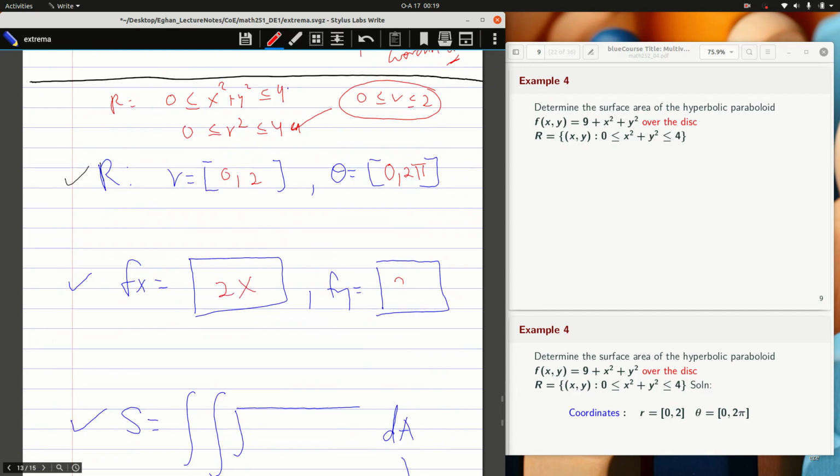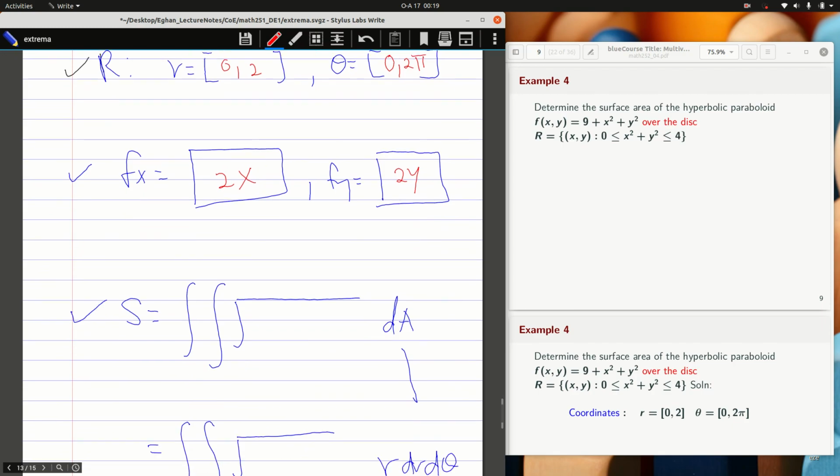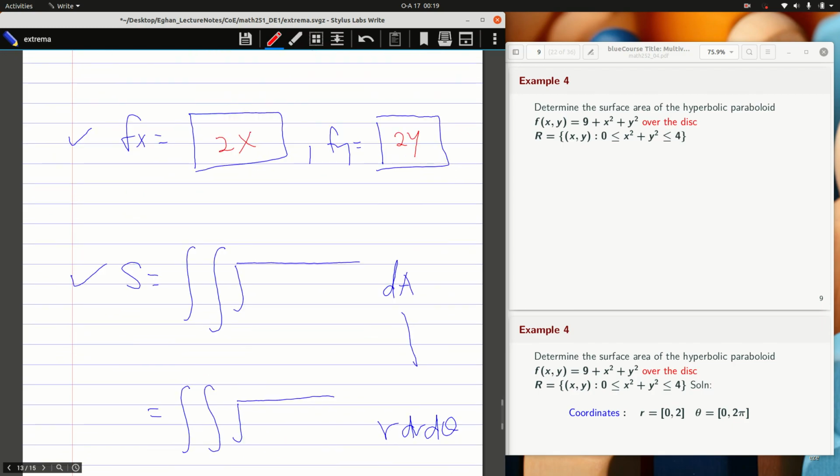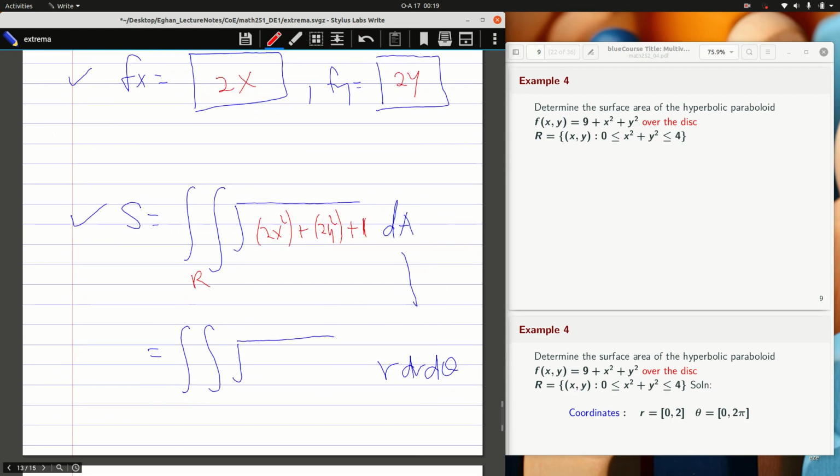You can either find the partial derivatives in terms of r and theta, but I want to move gradually from the Cartesian. So first do it with x and y as we already know in our formula. Then we can do the substitution: 2x squared plus 2y squared plus 1 over my region R. But I don't have limits for x and y. Mind the dA: if it's polar, it becomes r dr d theta.